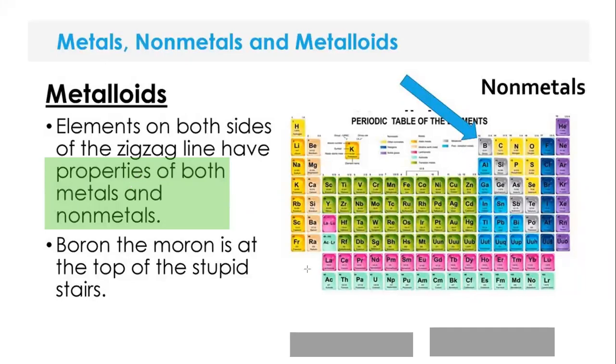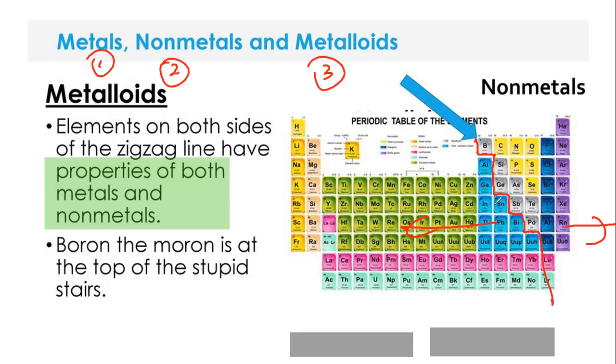So this is like a staircase here. I'll draw a line here. See here, you can see boron, silicon, germanium, arsenic, antimony. These are the metalloids here. This side are metals, this side non-metals, but in between, at the boundary of metals and non-metals, you get metalloids. So in the periodic table, we can classify elements into three groups: metals, non-metals, and metalloids. Metalloids have the properties of both metals and non-metals.